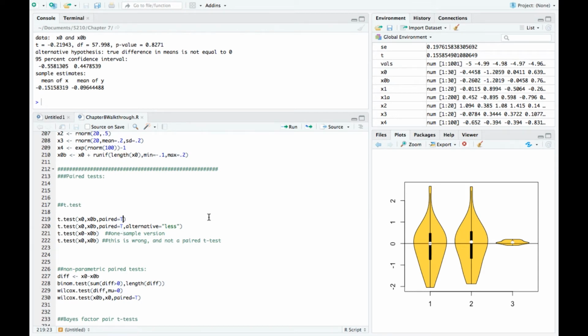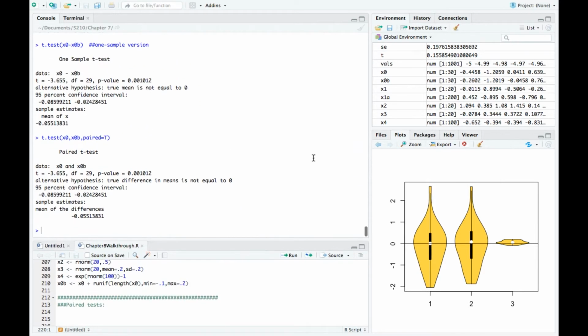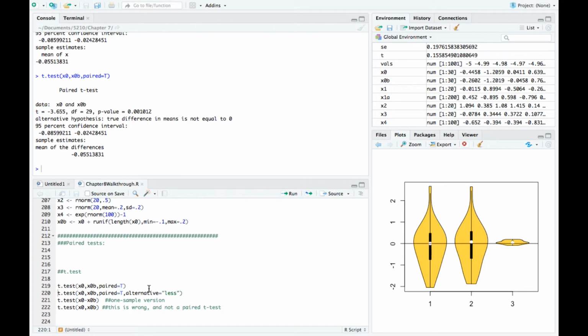Okay, so we can always do a test like that, a one sample test. That's exactly the same thing as telling t-test to do a paired test. So we can look at, here's the one sample version and here's the paired version. Now it says one sample paired, but the t-values are all the same, the degrees of freedom are all the same, the p-values are all the same, everything's all the same. So really it's an identical test, and you can do it whichever way you prefer.